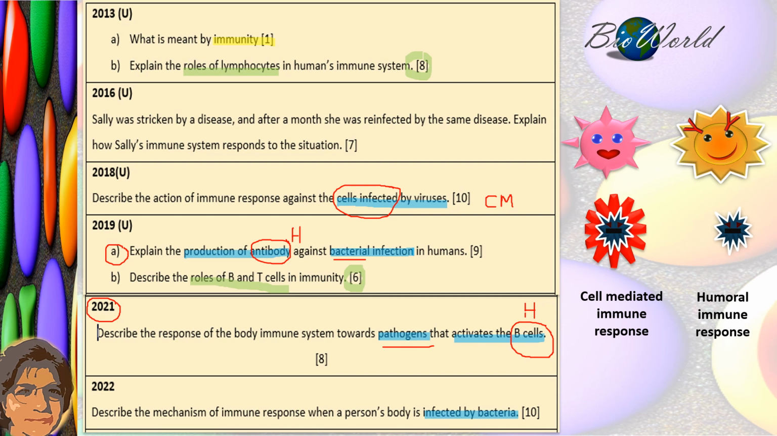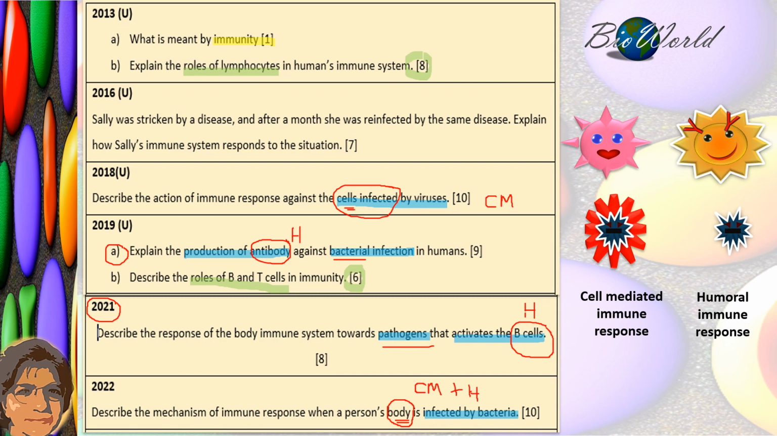Okay. Then we look at 2022, last year's paper. Here, they say the body is infected. So if a body is infected, this is different from a cell is infected. So in 2022, you have to write both cell-mediated as well as humoral. So this is how you analyze how in-depth you have to write, or what are the choices you have to consider when answering.